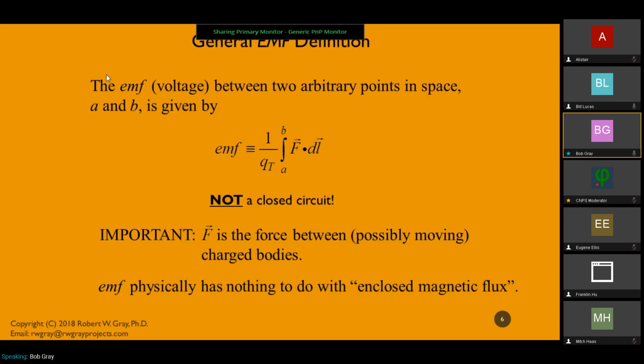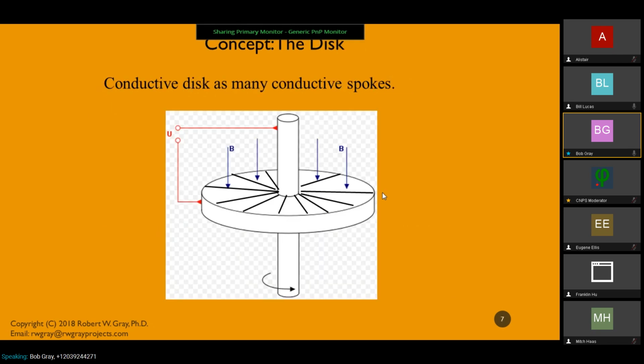But anyway, a more general definition of EMF would be this equation. EMF is defined to be 1 over the charge times the line integral of the force on the charge from point A to point B. That does not require a closed circuit. Okay, and F here is the force between possibly moving charged bodies. So EMF physically has nothing to do with enclosed magnetic flux.